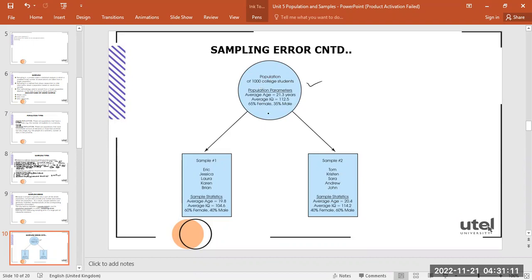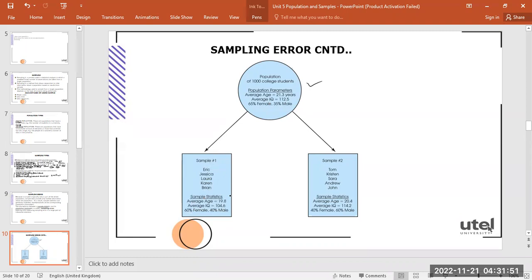Then out of this 1,000, we decided to draw a random sample of 5 students, and the same statistical indices were calculated. Here we have Eric, Jessica, Laura, Karen, and Brian. These are the sample statistics as opposed to the population parameters. The average age of these 5 students is 19.8. The average IQ is 104.6. And here we have 60% female and 40% male.